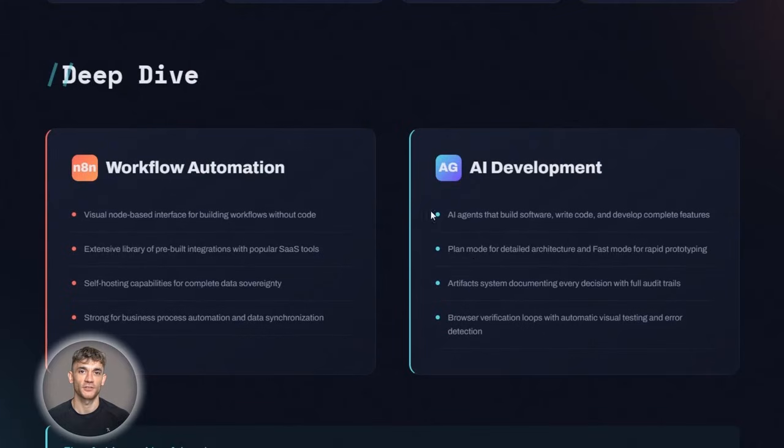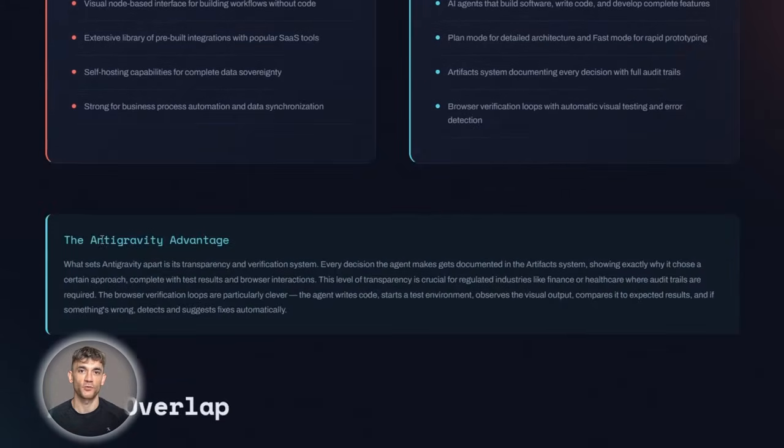The browser verification loops are clever. The agent writes code, starts a test environment, observes the visual output, and compares it to expected results. If something's wrong, it detects and suggests fixes automatically.